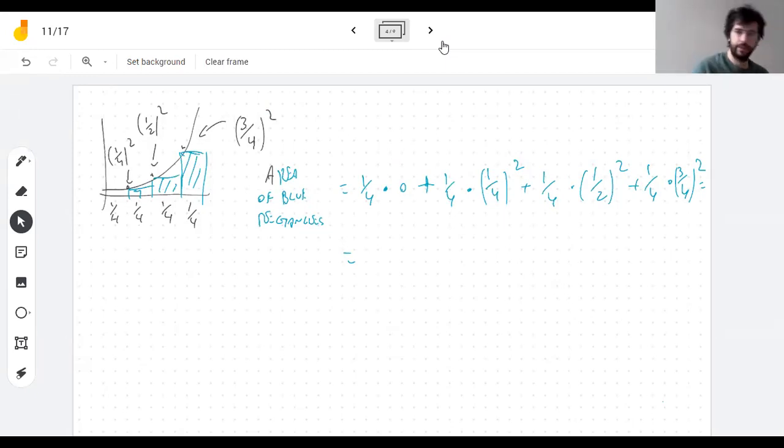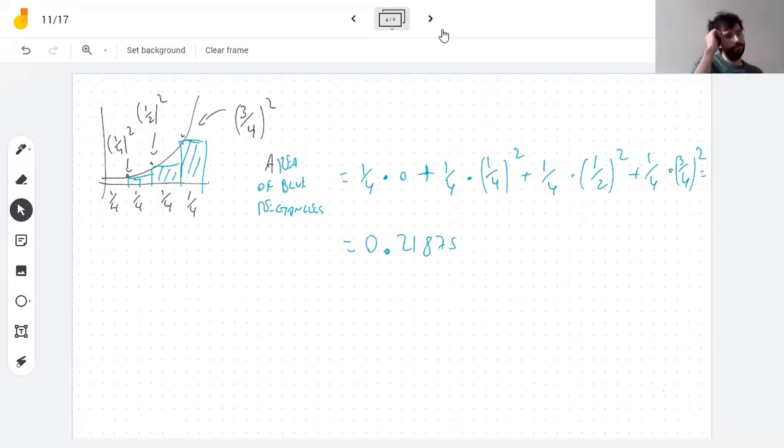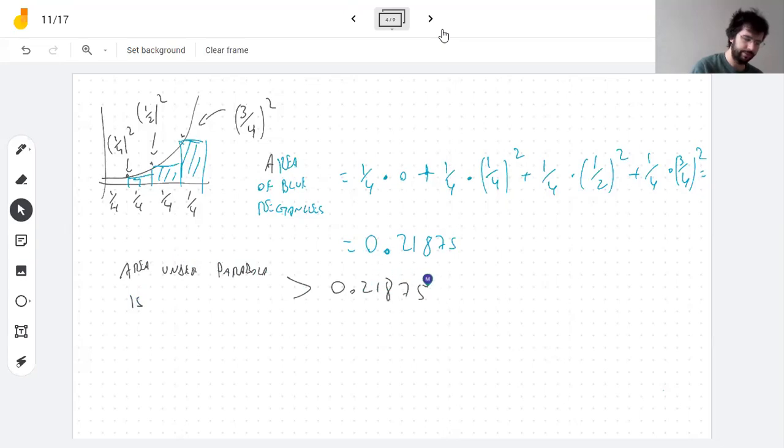And it will tell you 0.21875. Exactly. So I guess I now know that the area under the parabola is at least 0.21875, which is better than what I knew before, which is better than zero.